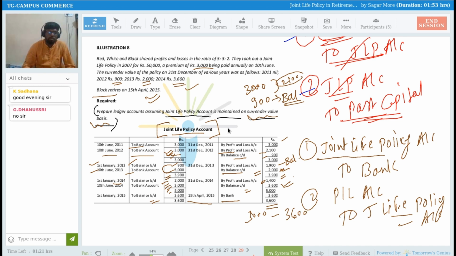Simple. You are not supposed to prepare a joint life policy premium account. You have to prepare a joint life policy account. And each and every year you have to write down the carried down balance, that is nothing but the surrender value amount, and the balance after subtracting whatever balance you are getting. That can be 2100, that can be 1900, that can be 1400. You have to transfer it to your profit and loss account. Understood or not? Dhanushri, Sadhana, Shivarish, Parthati. Simple concept.